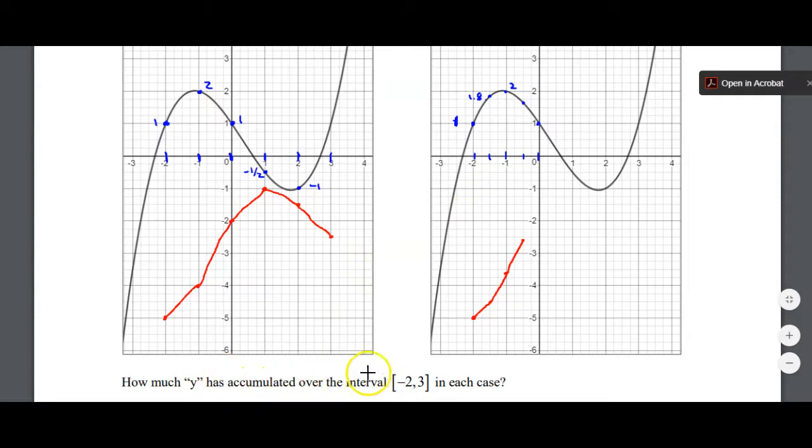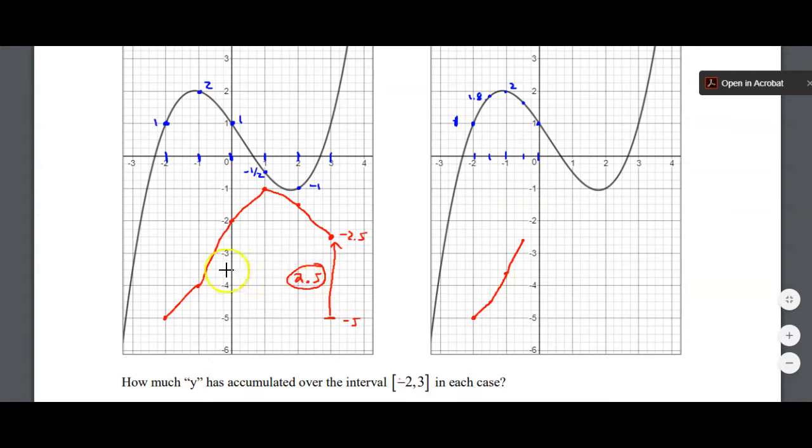How much y has accumulated over the interval -2 to 3 in each case? So this first one, we can go ahead and do that because we've drawn the whole thing. We're ending at a height of -2.5 right there. We started at this height of -5. So how much y has accumulated? We've accumulated a total of 2.5 units. So this would be the total accumulation.